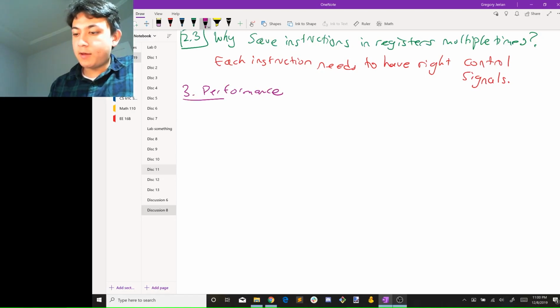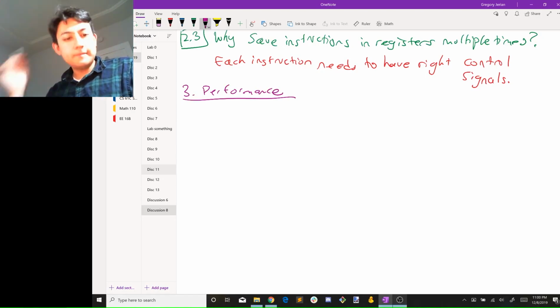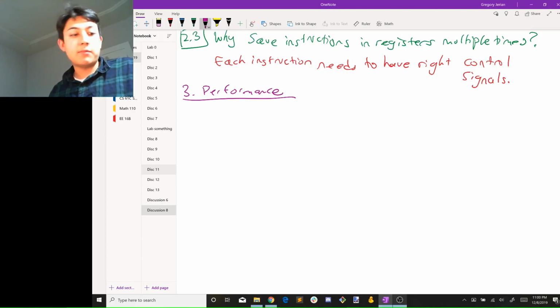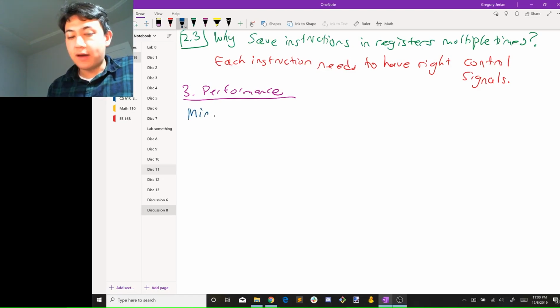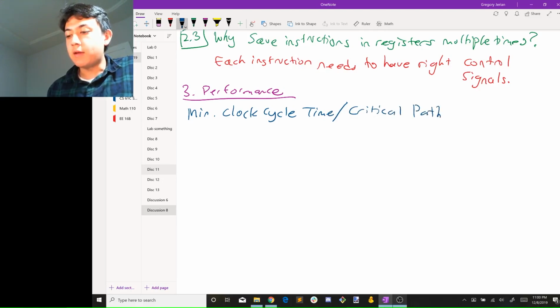Let's talk a little bit about performance. With performance, we're just talking about the time it takes, the critical path time for both a non-pipelined and a pipelined data path. So we've seen this formula before. It's the minimum clock cycle time formula or critical path formula. What we've seen before is in circuits, but if you think of the data path as a circuit, this is definitely applicable for the data path as well.